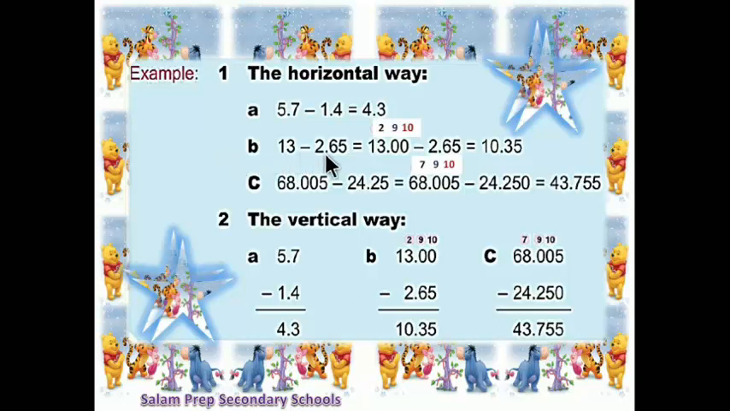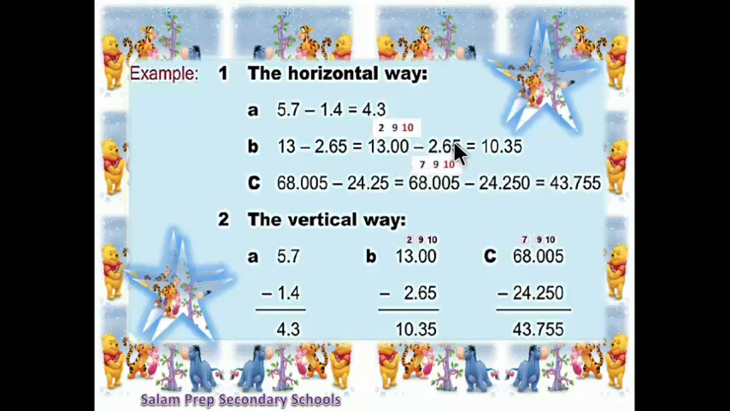13 minus 2.65 equal. Please look at decimal part. There is no decimal part here. So we need to put decimal point and zeros. Look at the second number. Decimal part has two digits. So we need to put two zeros. 13.20 minus 2.65 equal, and subtraction begin with the digit on the right side.